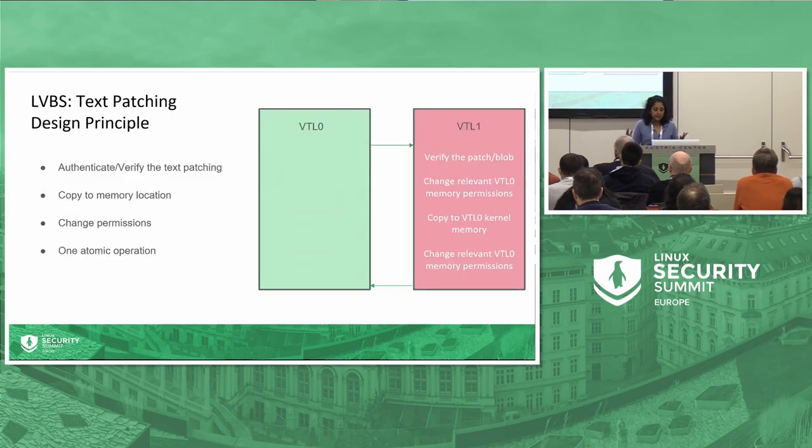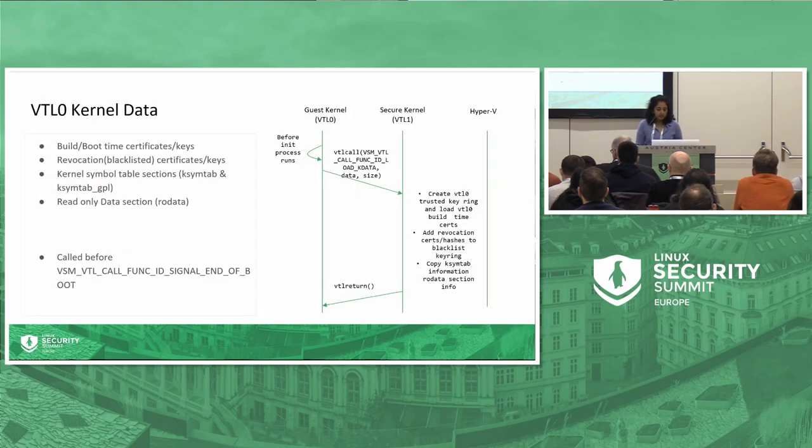But the basic design principle behind enabling any of the text patching features with LVBS is that the secure OS in VTL1 should be able to verify and authenticate the text or the blob independently. If needed, copy the text or the patch to VTL0 memory, or verify that what VTL0 has copied is valid and is not being tampered with, and then change the VTL0 memory permissions to what is needed, all in one atomic operation. VTL0 should not get involved in between these steps when VTL1 does this. So let's look at how we enabled module loading with this principle.